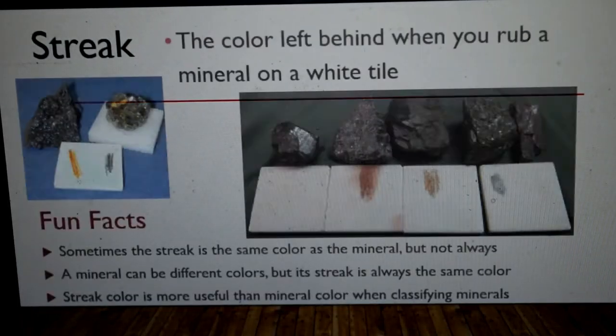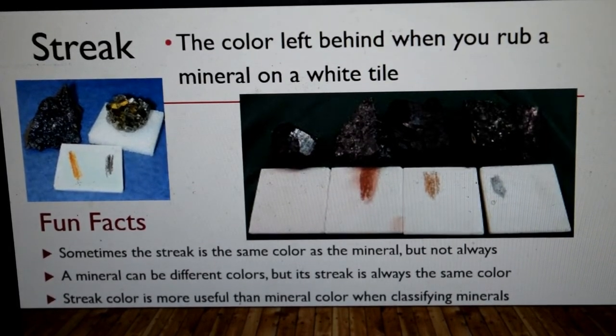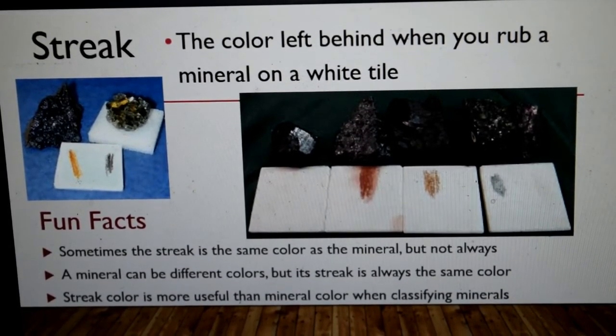All right, streak. Streak is the color left behind when you rub a mineral on a white tile. And so that's important to write down. So sometimes the streak is the same color as the mineral, but not always. A mineral can be different colors, but its streak is always the same color. So it doesn't matter if the mineral itself looks red or blue, it's always going to leave the same color streak. Streak color is more useful than mineral color when classifying the minerals because the mineral color can change.